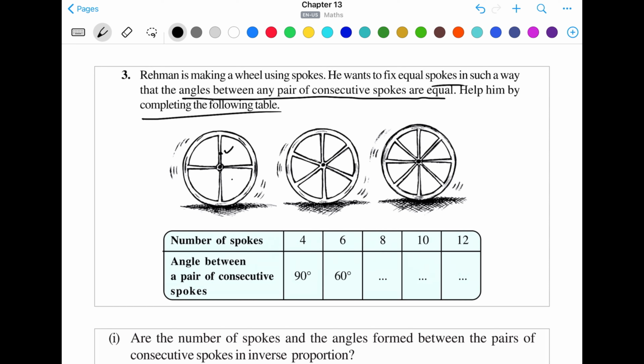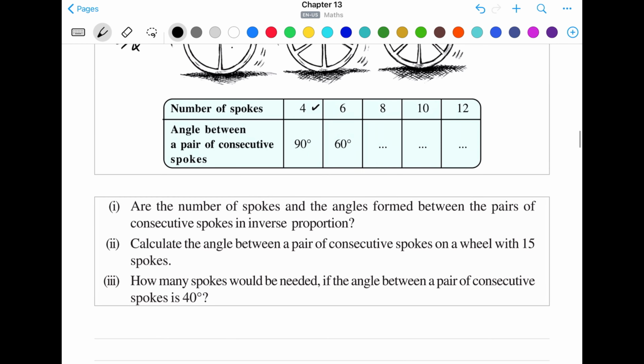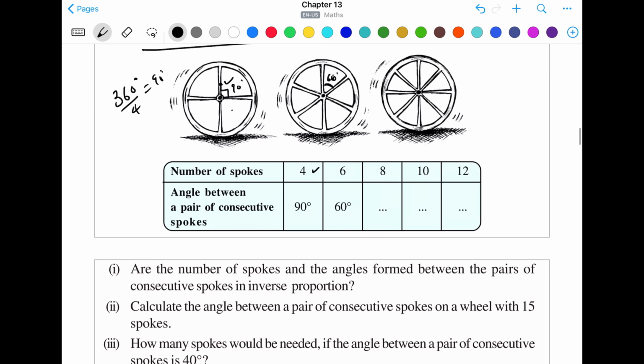In the first case he has put 4 spokes, which means the angle between spokes is 90 degrees. In the second case he has put 6 spokes, and in this case the angle is 60 degrees. Why 60 and 90 degrees? Because we know the complete angle of any circle, or you can say wheel, is 360 degrees. When the number of spokes is 4, we divide by 4 and get 90. When the number of spokes is 6, the angle is 60, and when the number of spokes is 8, 10 and 12, we have to calculate. After that we have to answer these 3 questions. So let's first complete the table.